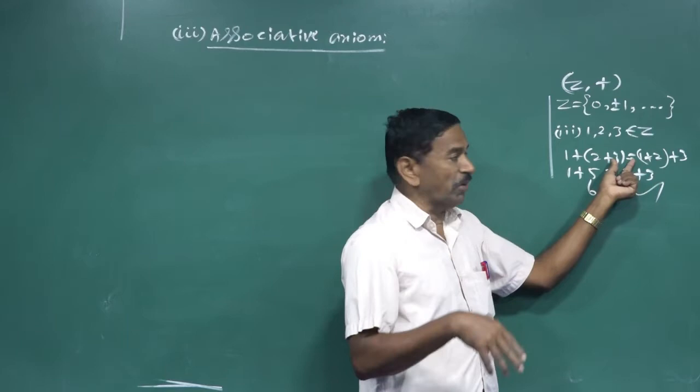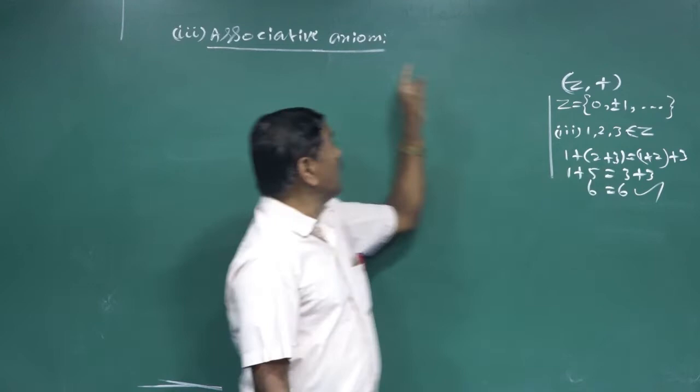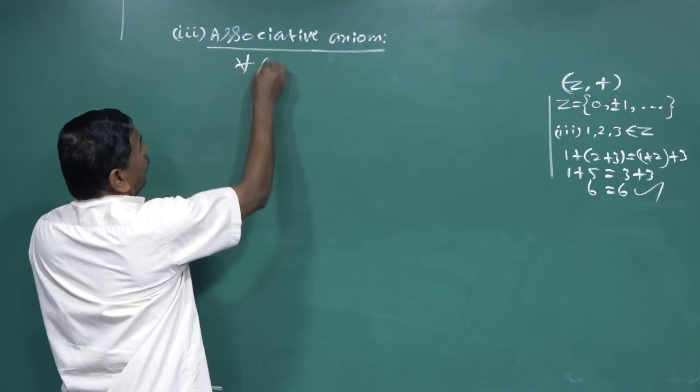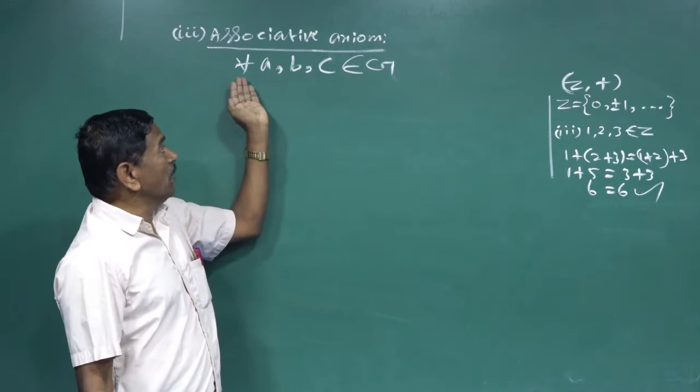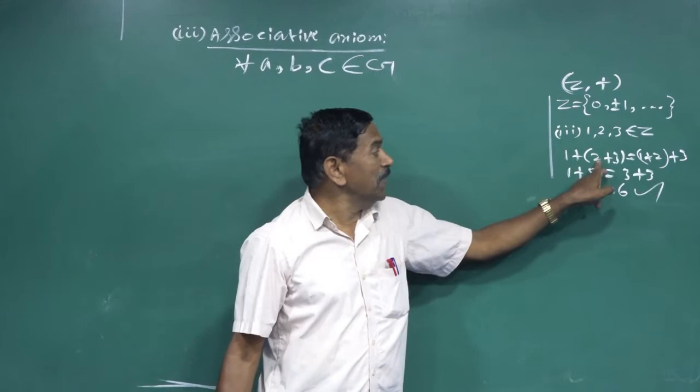That's all. Okay. Here we know the numbers, so that is why we are verifying like this. But here in general, listen, for all A comma B comma C belongs to G, because here G is a set, okay. For all A comma B comma C belongs to G, such that (A star B) star C is equal to A star (B star C), which is associative axiom.